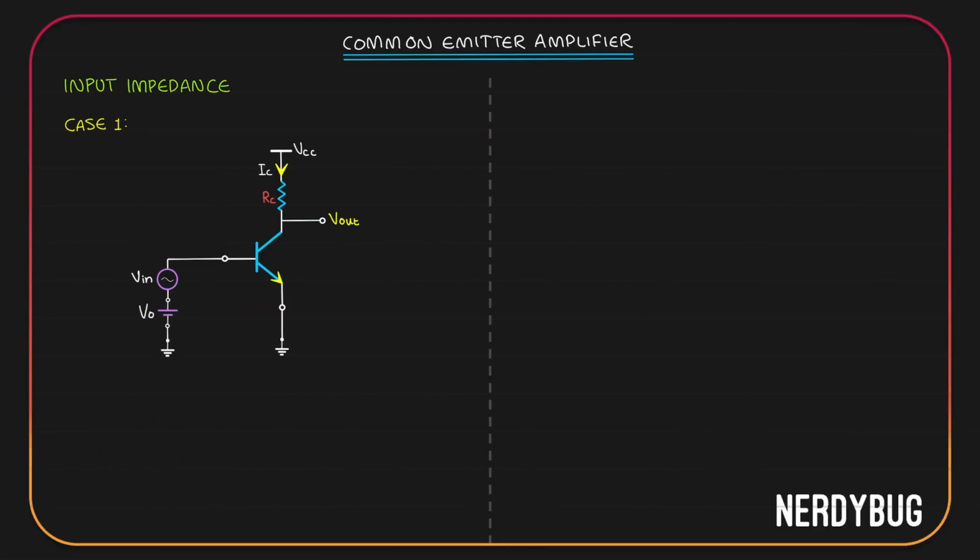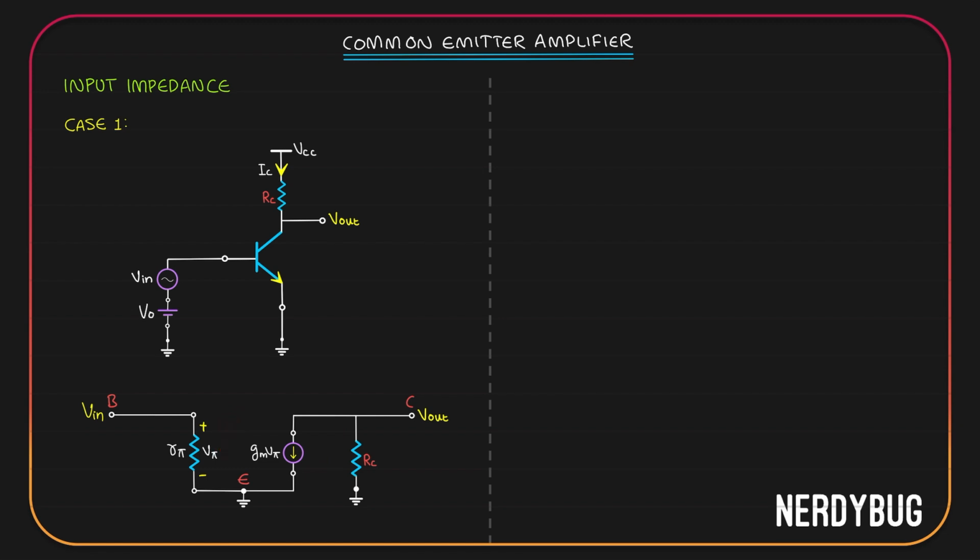For case 1, I have taken a simple common emitter amplifier. First, let us take the small signal model. Input is to be given at the base and I want to find out the input impedance. We have learned how to find input impedance in two cases. When there are no dependent sources and when there are dependent sources. Here obviously we have a dependent source. GMV pi is dependent on the voltage over here.